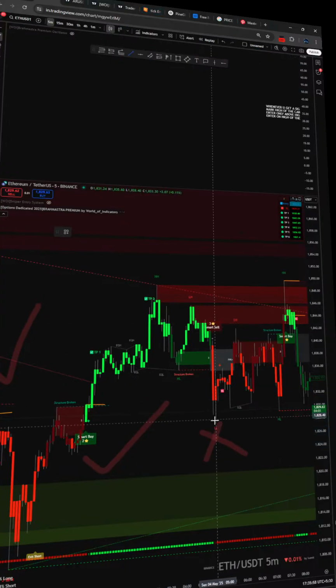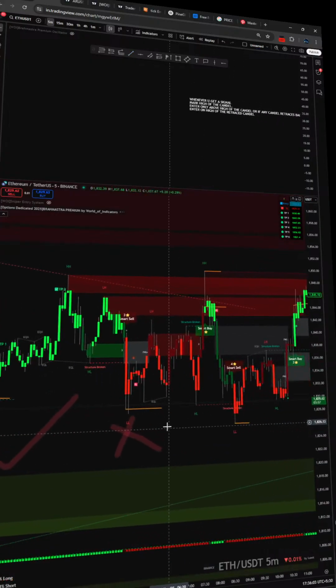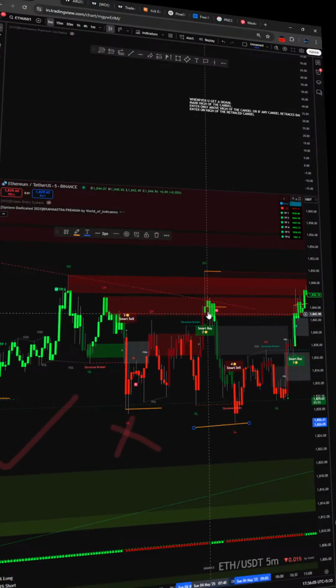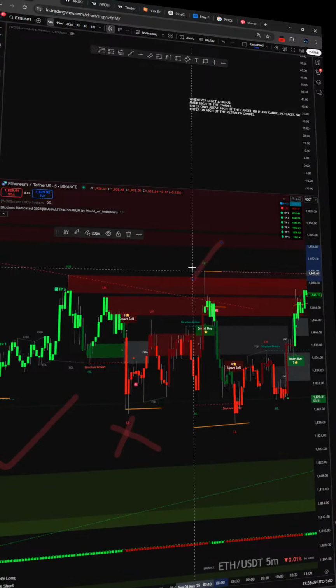The candle formed and no candle is below this. Okay, this also got invalid. This also got invalid. So this is the way you can avoid it: either you take help of the tool.